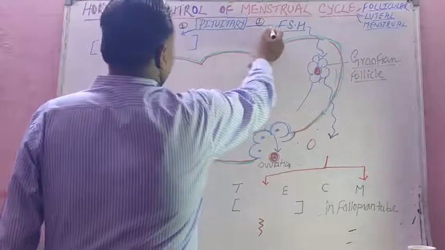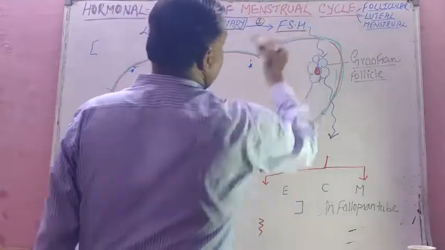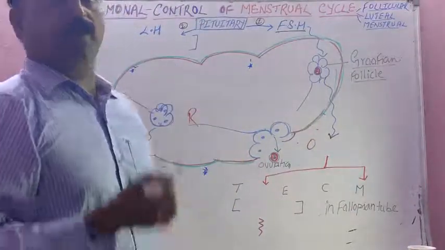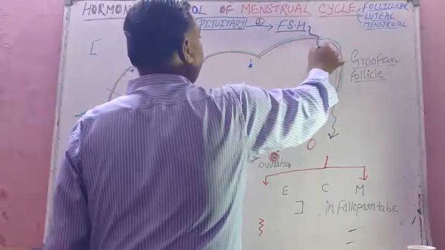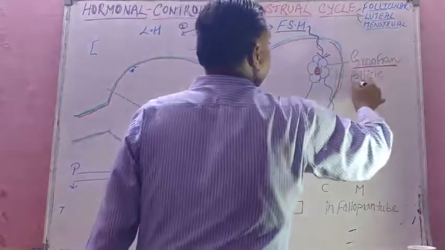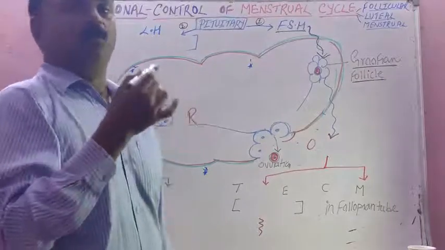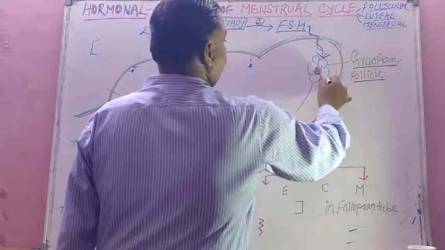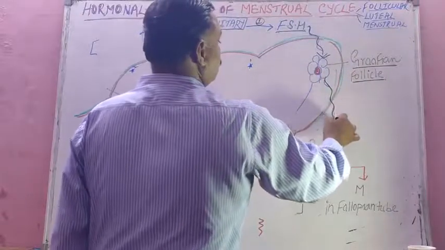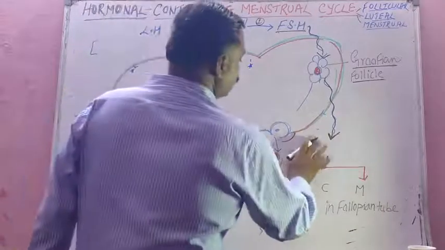This follicle stimulating hormone is secreted by the pituitary. What is the function of this? As the name suggests, follicle stimulating hormone stimulates the growth of the Graafian follicle or ovarian follicle. It stimulates and maintains the growth of the Graafian follicle. And when the Graafian follicle grows and matures, it secretes the first female hormone, estrogen.